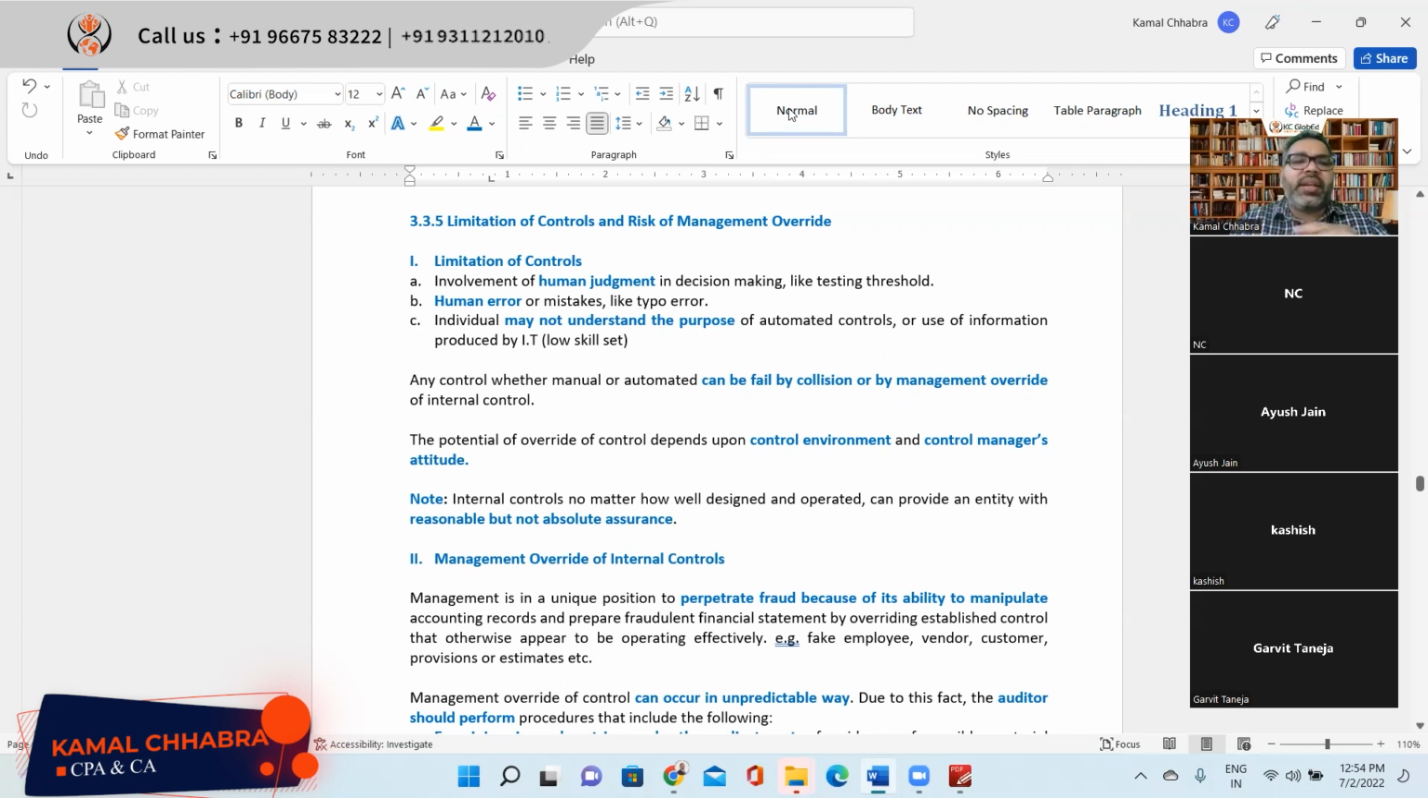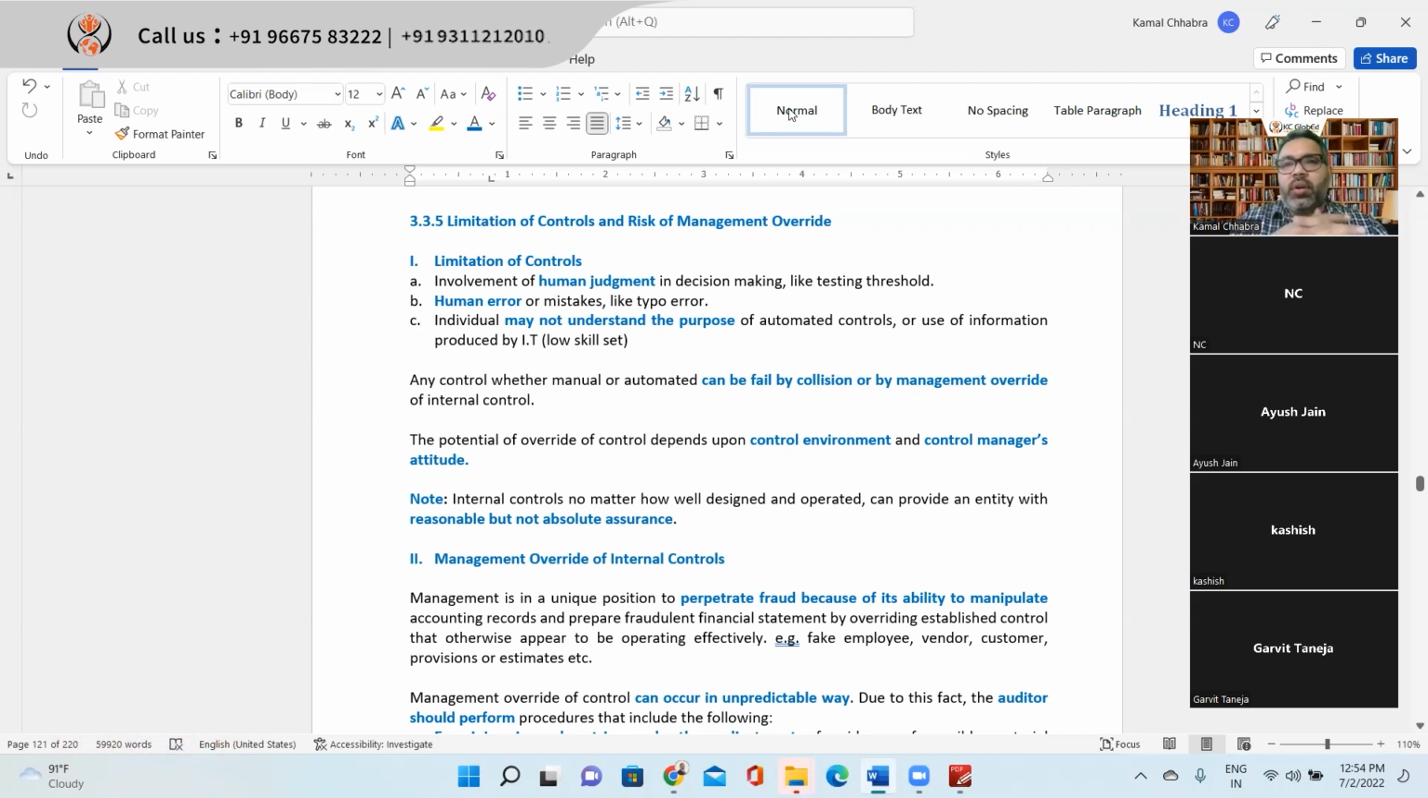The second point is human error or mistake, like a typo error. When you are posting, instead of $5,000, you have posted $50,000, right? Or instead of $50,000, you entered $5,000. That's also a possible human error, right? Despite having stringent controls, where authorization, approval, and everything has been followed, there might be a chance of a typo error.